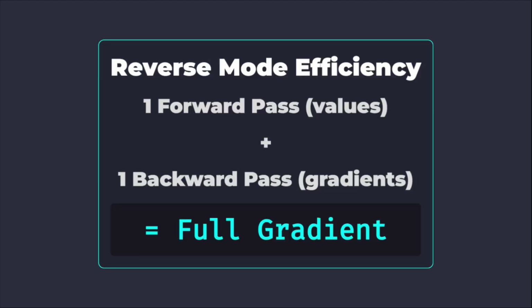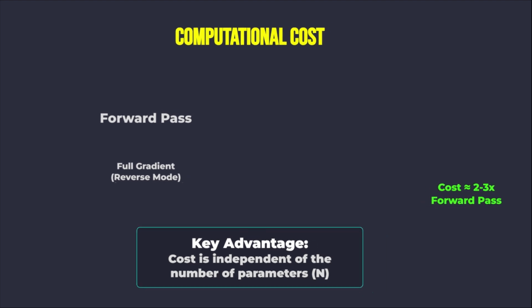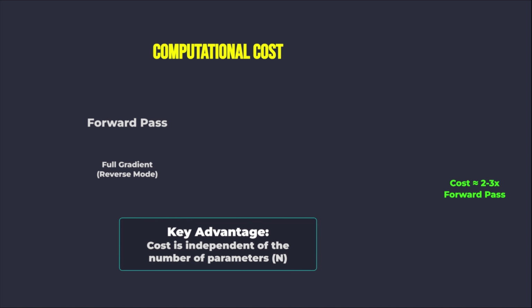Reverse mode AD calculates the entire gradient vector in a single backward pass, regardless of the number of input parameters n. This efficiency stems from calculating the Jacobian transpose vector product. The computational cost of the backward pass is proportional to the cost of the forward pass. For a scalar loss function, the total time required to compute the full gradient is typically only 2 to 3 times the time required for the initial forward computation. This linear scaling with respect to the forward computation time, independent of the number of parameters, is the reason reverse mode AD is the only viable method for training massive models.